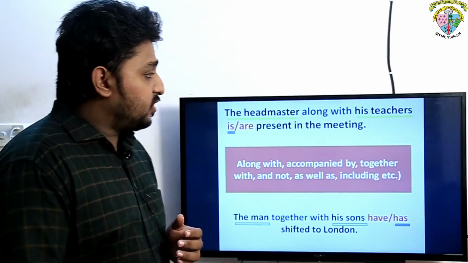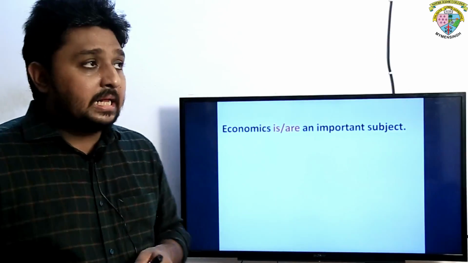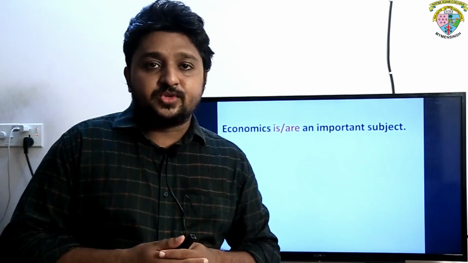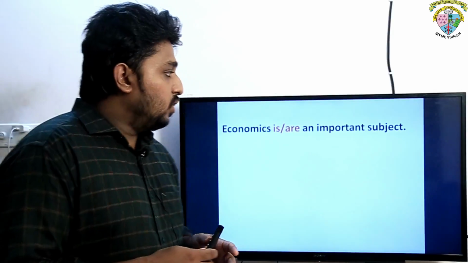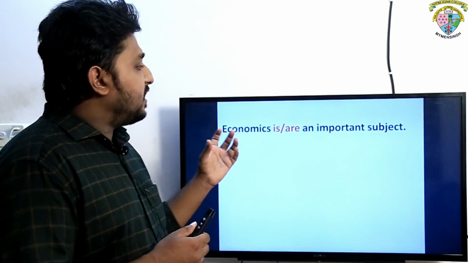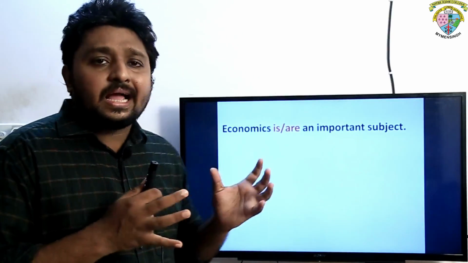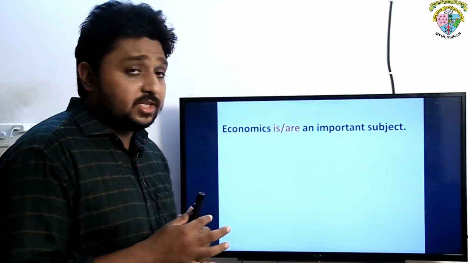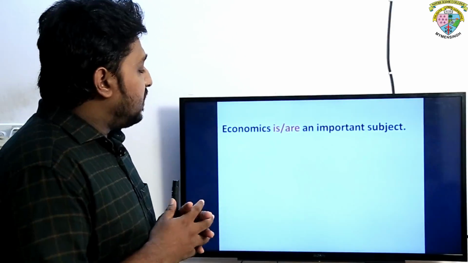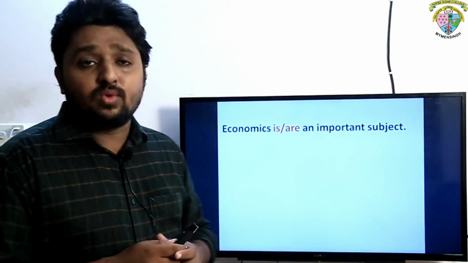So guys, let's move on to the next one to solve another riddle of subject-verb agreement. Look at the line: Economics is or are an important subject. What will be the answer, guys? Look, here we may get confused because of the face of the subject. The subject looks like a plural subject because of having s, but it doesn't act like one actually. Despite its looking, it's a singular subject.